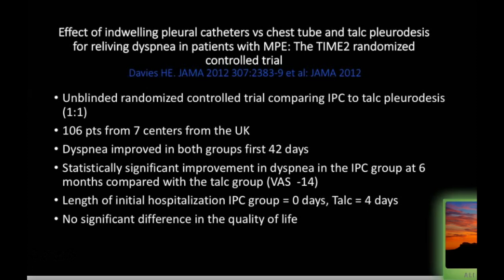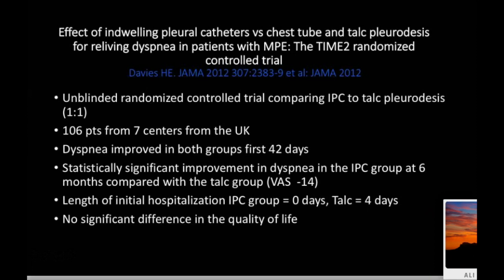Length of initial hospitalization, this is the best part in my mind. IPC group, 0, talc 4 days. So, if you're talking about a patient who belongs to group 1 or high mortality group with a poor prognosis of somewhere between 3-4 weeks to 2-3 months, really you don't want to put these patients in the hospital 4 or 5 days. Not only is it not very good for the patient to spend 4 or 5 extra days of their life in the hospital, while they've already spent a significant amount of time during diagnosis and treatment and chemo and radiation and surgery, and now another 4 or 5 days, but also economically it's not a very feasible model.